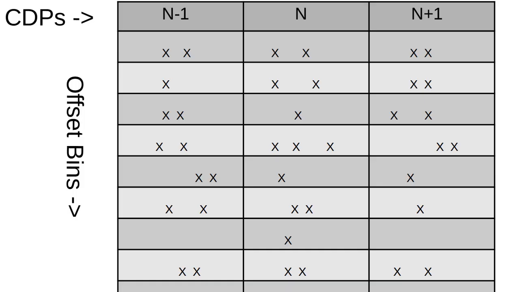This diagram helps to understand what happens during flexing. The X's in this diagram represent traces. The horizontal direction shows 3 CDPs. The vertical direction is the offset bin number of the traces. To flex CDP n, by default, only CDPs n-1 and n+1 are considered. Note that the third offset bin of CDP n only has one trace.